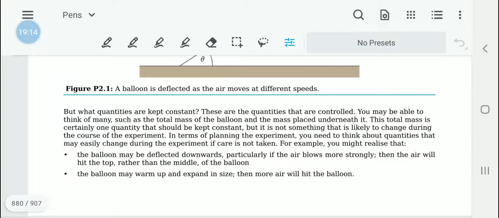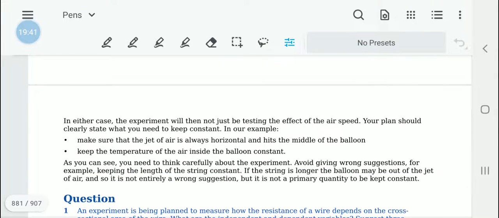When mentioning the control variables, we have to take care to mention the most important ones first. For example, in this particular situation, the jet of air being always horizontal and hitting the middle of the balloon, and maintaining the temperature of the air inside the balloon are the most important.